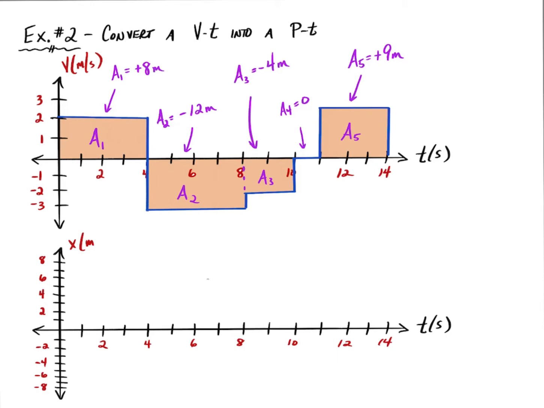It takes 4 seconds to go 8 meters. So if you look at area 1, it takes 4 seconds before the area shape flips down to the negative point. So 4 seconds to go 8 meters means that I am going to go from 0, 0 to 4, 8. All right, 4 seconds after I started, I am 8 meters above where I began.